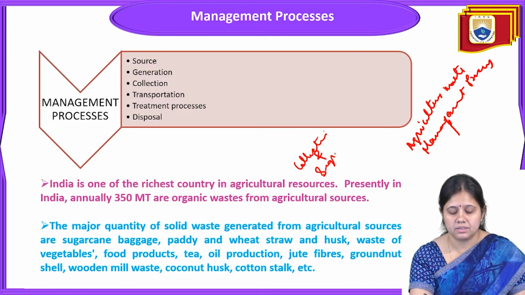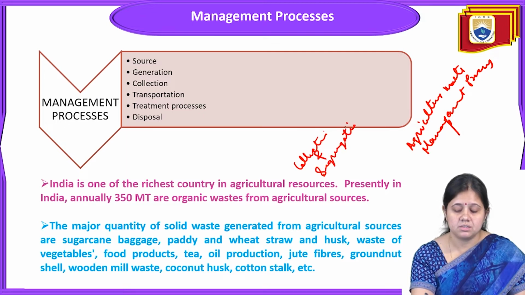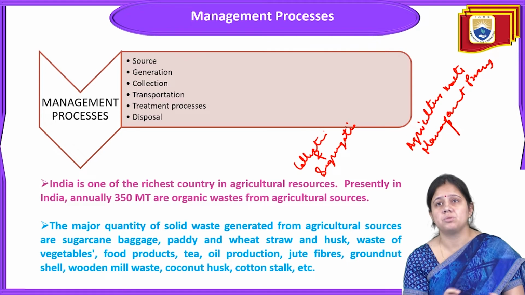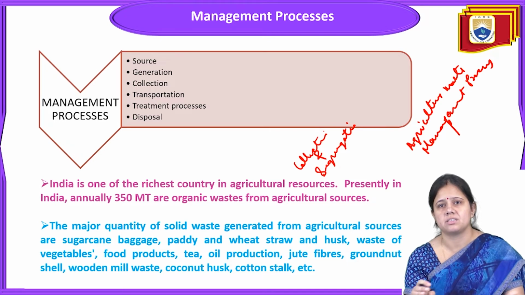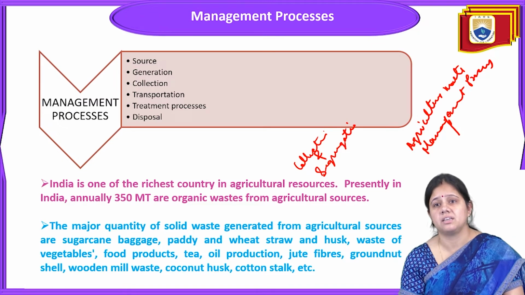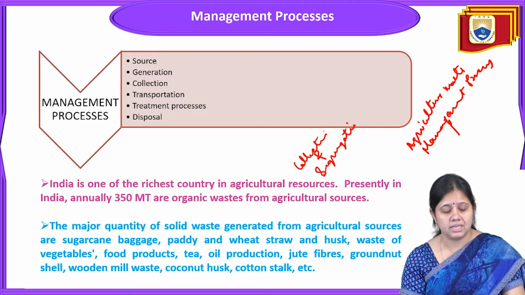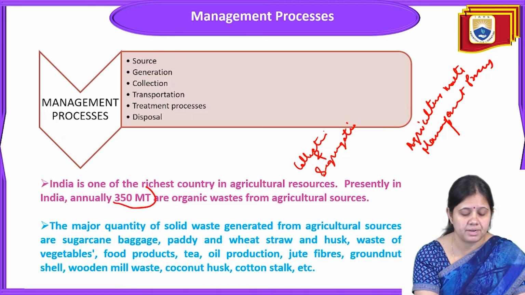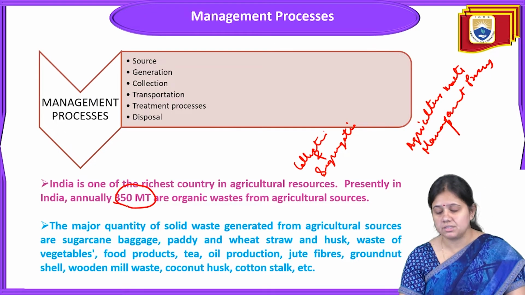Collection and segregation. Segregation is very important. We have to segregate the waste that is collected from any place. India is one of the richest countries in agriculture resources. Presently in India, annually 350 metric tons of organic waste are generated.